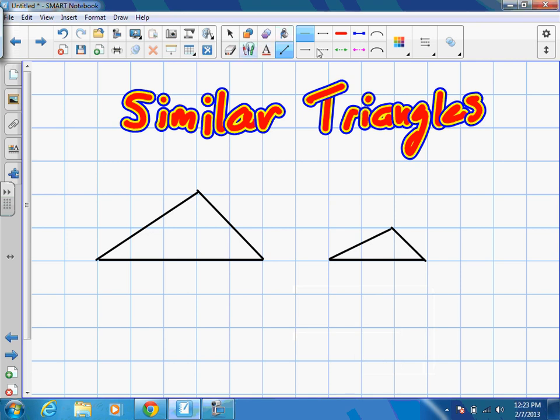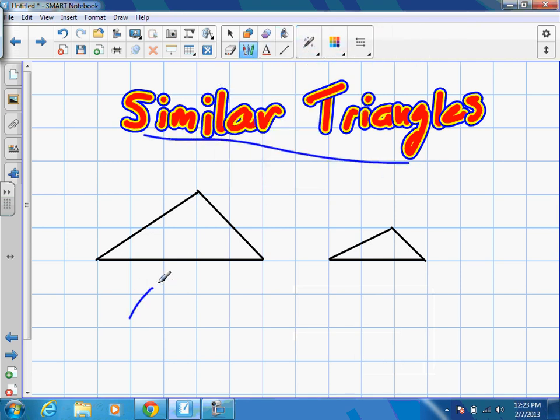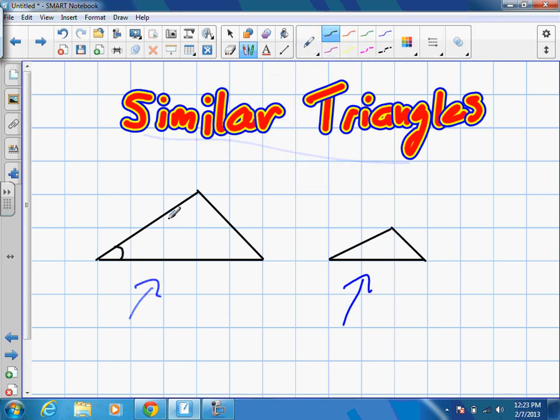Okay, we're going to be working with similar triangles in this question. I've drawn two similar triangles, or at least they look similar. In order for triangles to actually be similar triangles, their angles all have to be identical, the exact same.